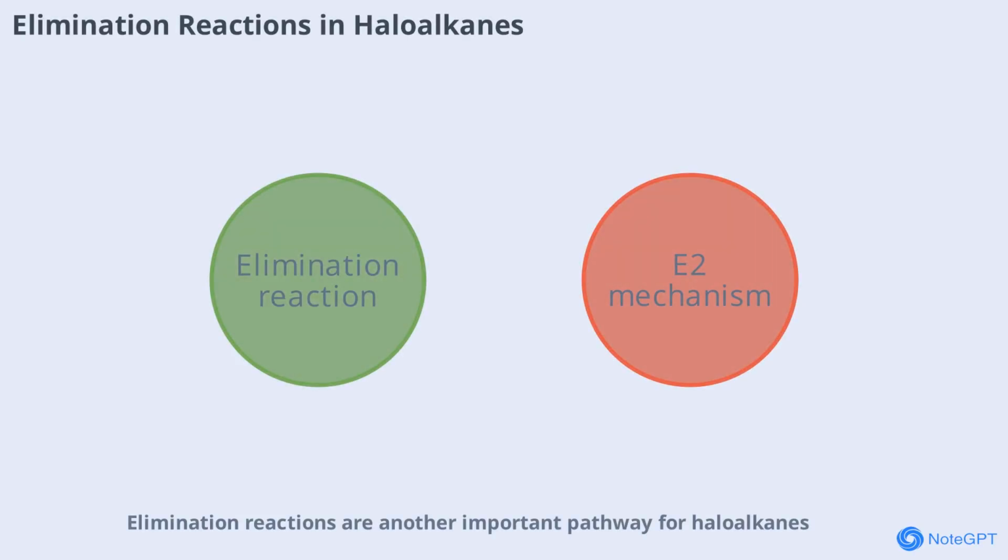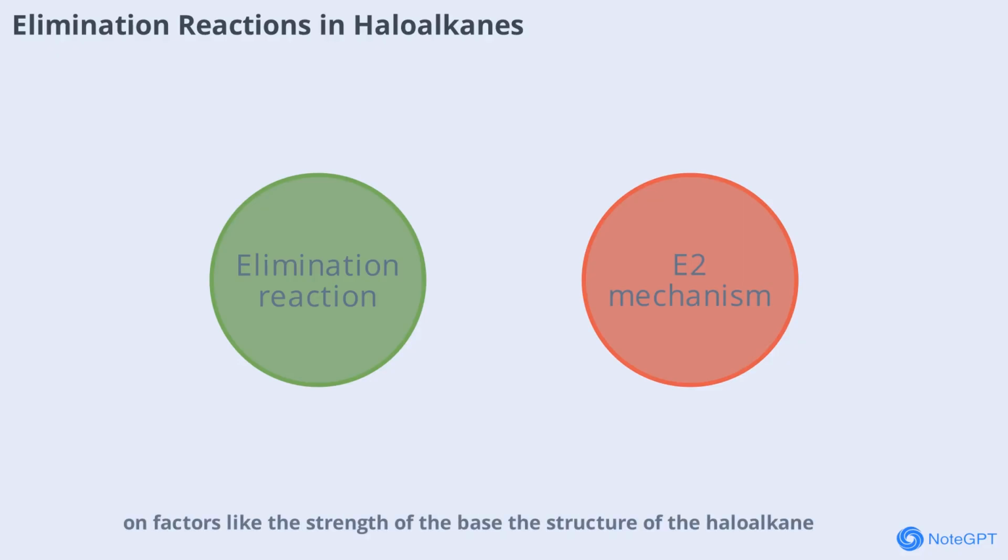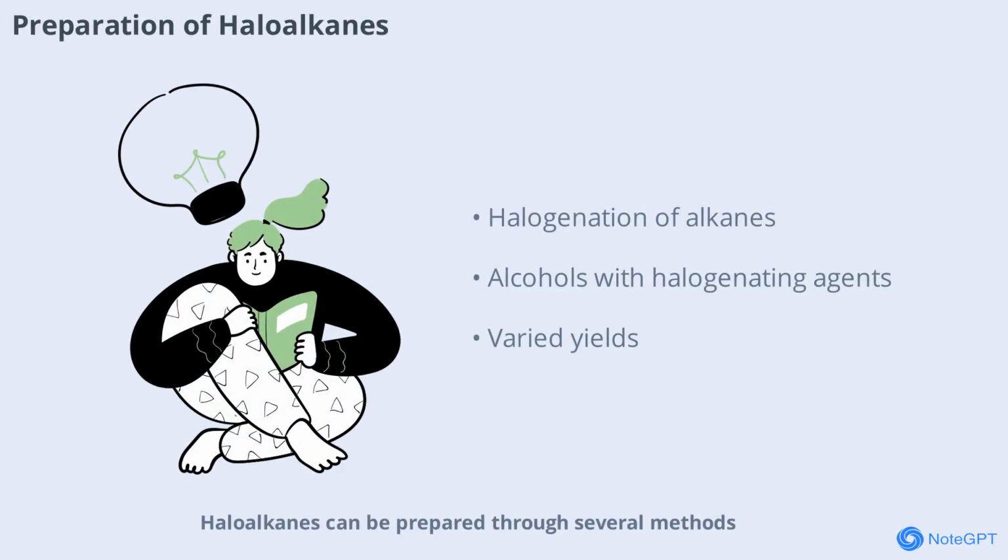Elimination reactions are another important pathway for haloalkanes. In these reactions, the haloalkane loses a halogen atom and a hydrogen atom, resulting in the formation of an alkene. The most common elimination reaction is the E2 mechanism, which occurs in a single step. The competition between substitution and elimination depends on factors like the strength of the base, the structure of the haloalkane, and reaction conditions.